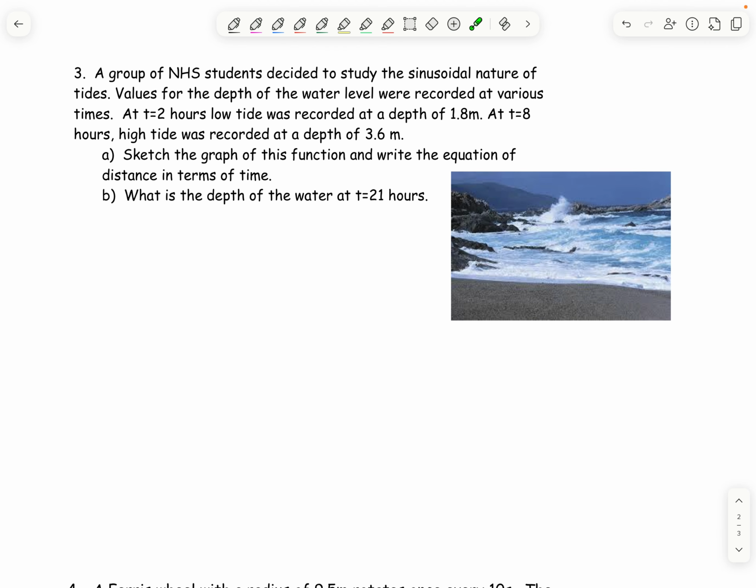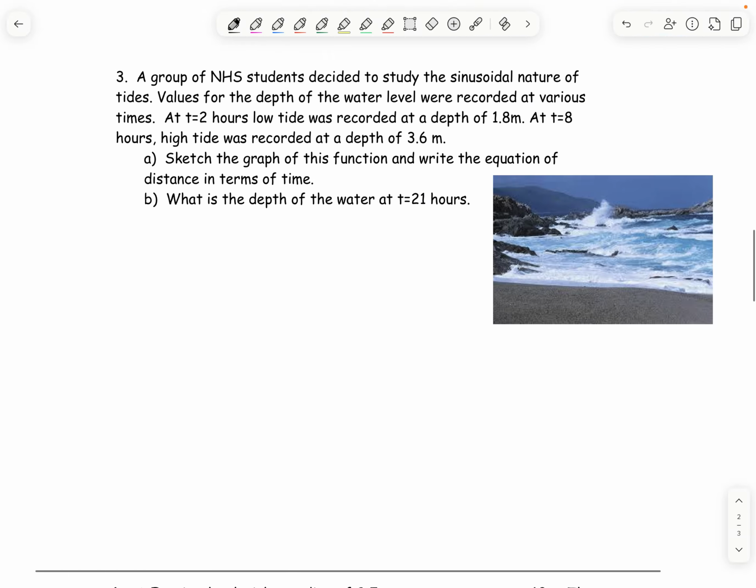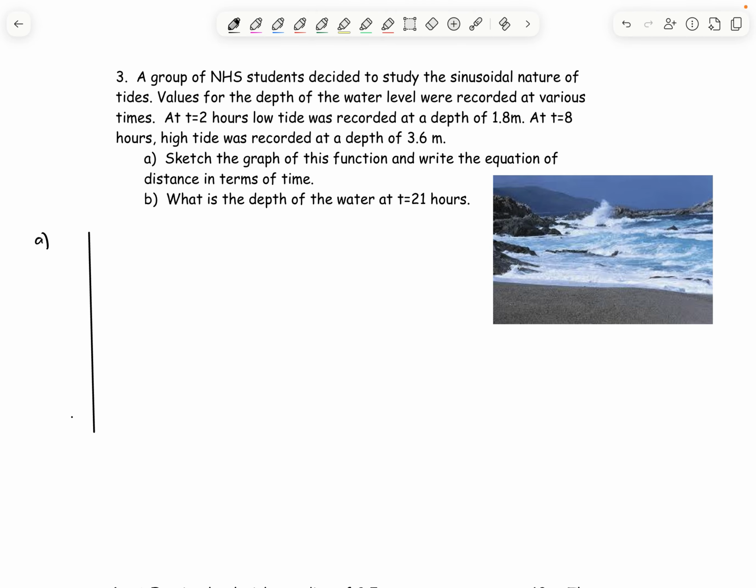Right. So it's asking us in this question to sketch the graph of the function, and then write the equation of distance in terms of time. And for part B, what is the depth of the water at t equals 21 hours? Okay, so we need to sketch it. So let's make a rough grid. There's my y value. There's my x. So this is going to be time.